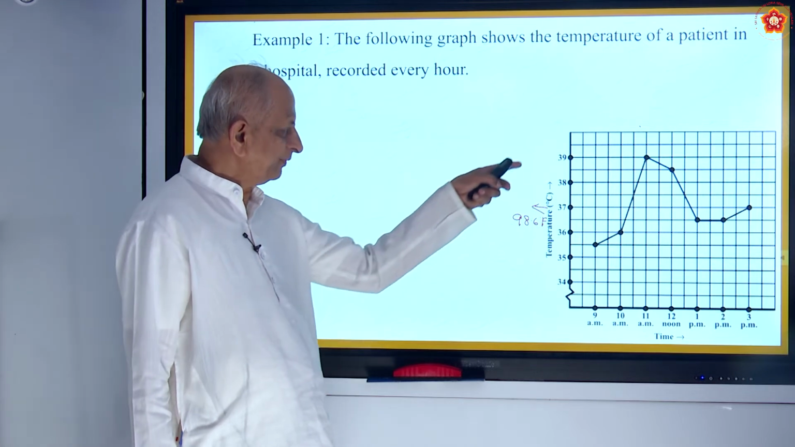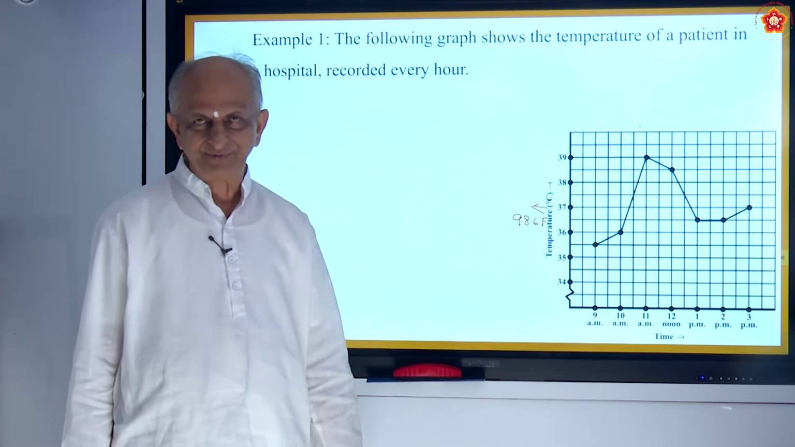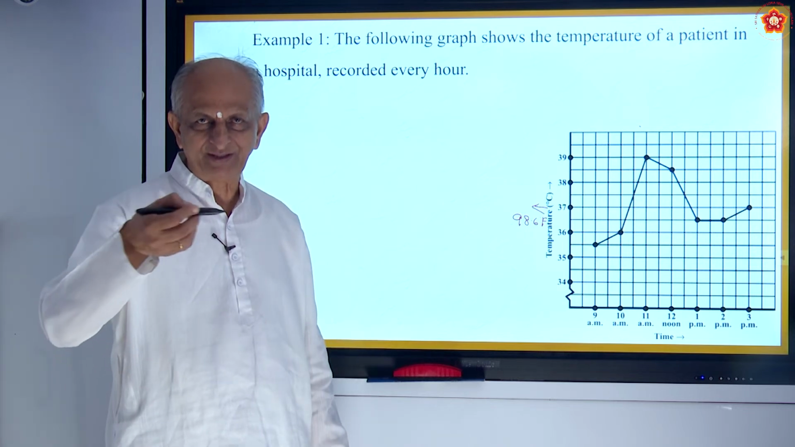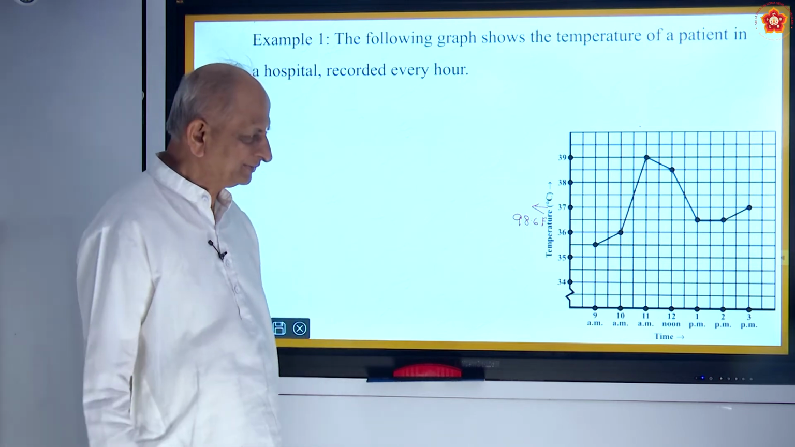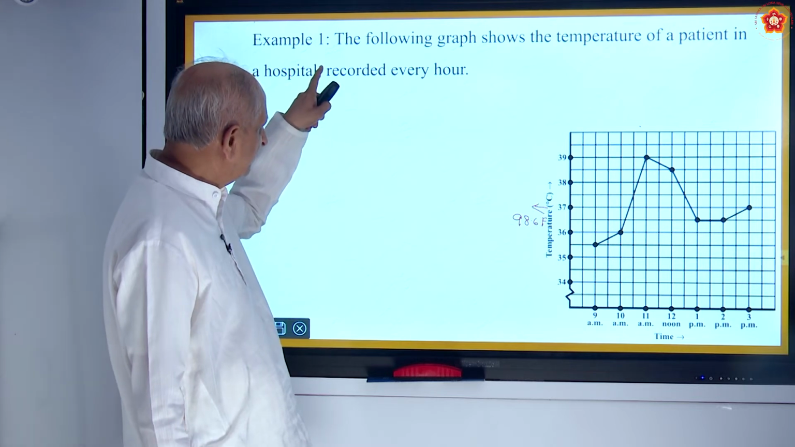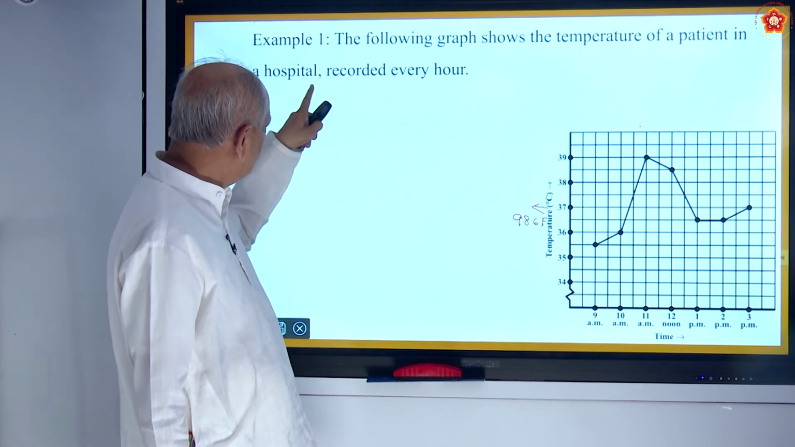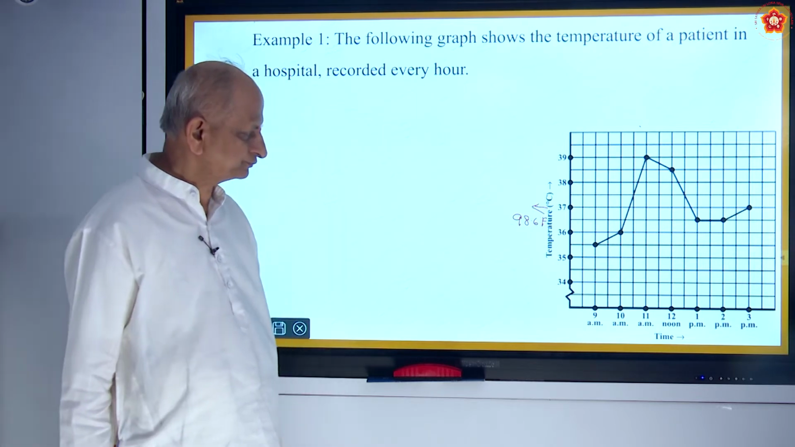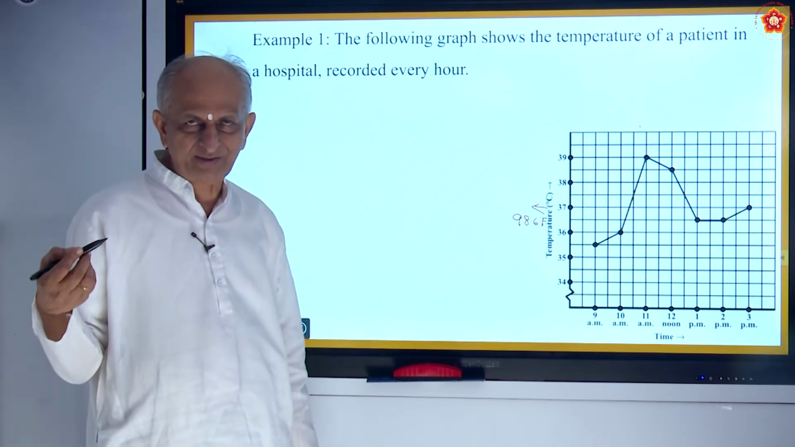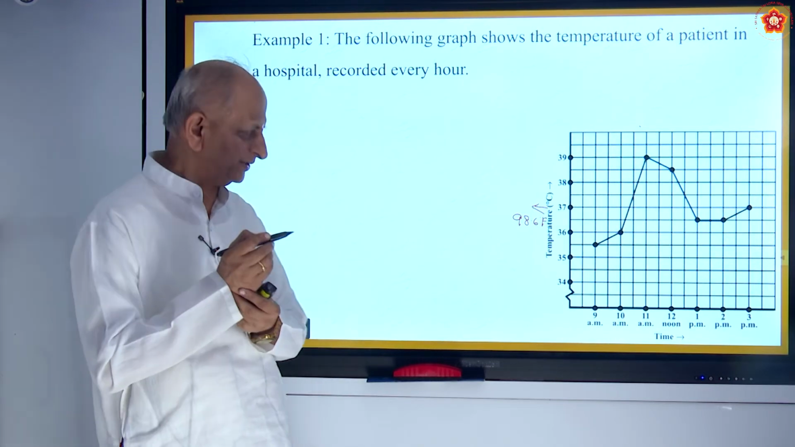But here we are talking about a patient's temperature. That is what they give in the form of a chart. On every patient's bed, they keep a chart showing different aspects. This is about the variation in temperature, recorded every hour in a hospital. Once every hour, the nurse will come and check the patient's temperature.